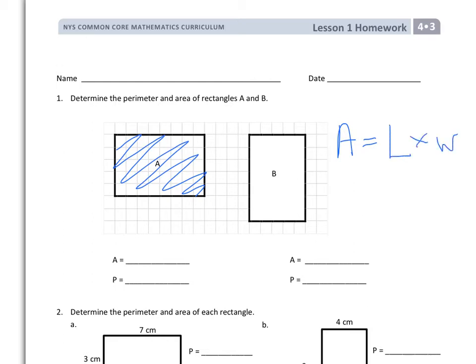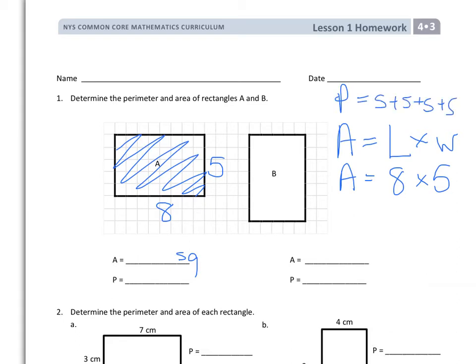So earlier when we counted this, we saw this was 8 and this was 5. So for students to find the area, they know the length is 8. The width is 5. When they multiply, they'll find out how many squares are covered in this area. So that should help you find the perimeter. Remember, it is side plus side plus side plus side. Area is length times width.